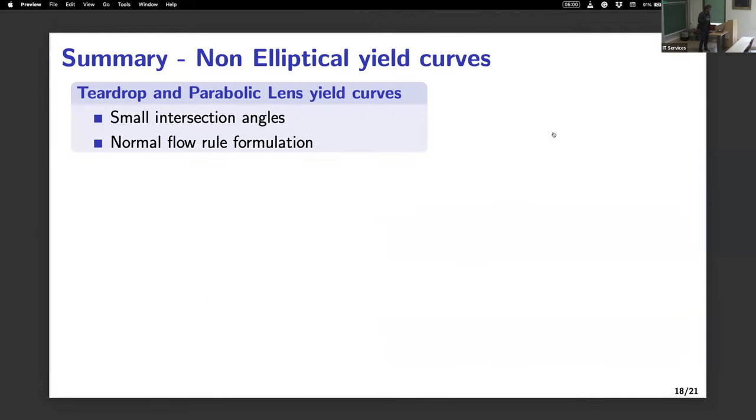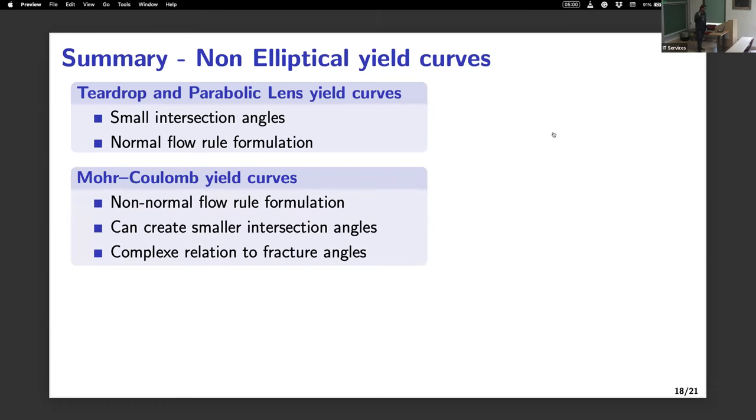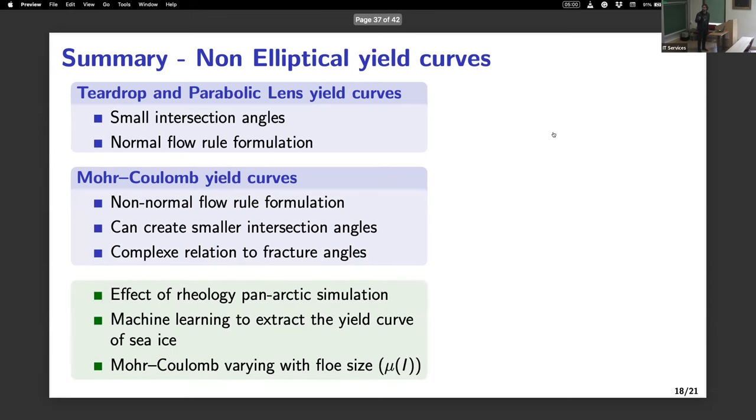But to summarize, the teardrop and parabolic lens yield curves can have smaller intersection angles. They use a normal flow rule formulation. We can use the Mohr-Coulomb yield curve with a non-normal flow rule formulation and create small angles, even though we don't really understand the relationship between intersection angles and our yield curve.